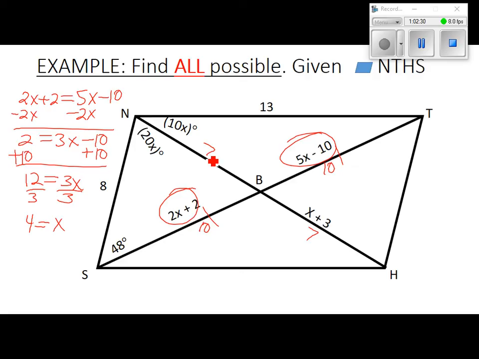What can we do with this real quick? You can just plug in 4. Plug in 4, what's that? 80, so that's 80 degrees. How about this angle? 40. 40 degrees.